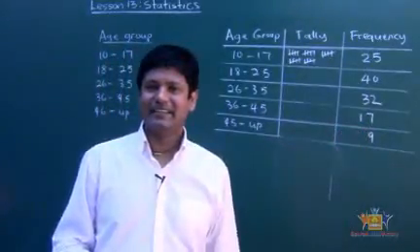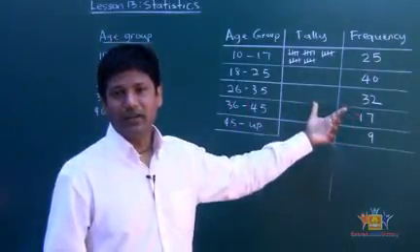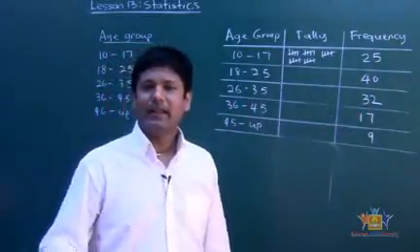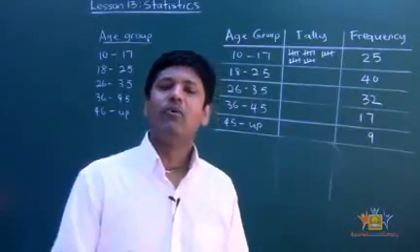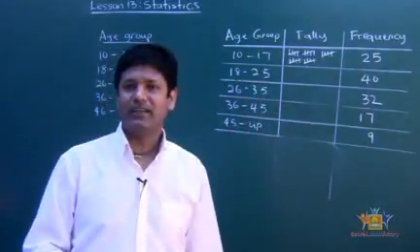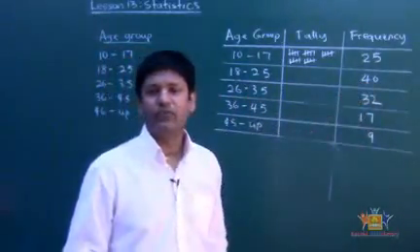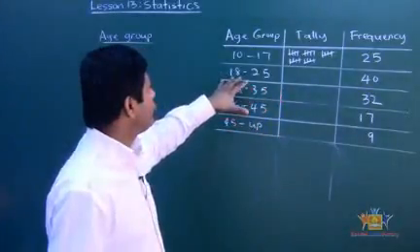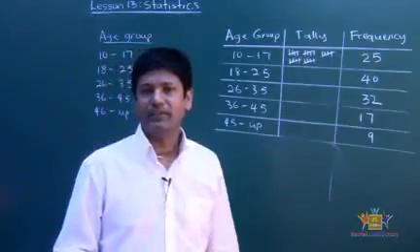17. And if I ask you what the highest frequency is, it's 40. And if I ask you the age group that uses the most phone, then you say 18 to 25. See that? So if I ask you for the highest frequency, you tell me it's 40. If I ask you the age group, the highest will be 18 to 25.